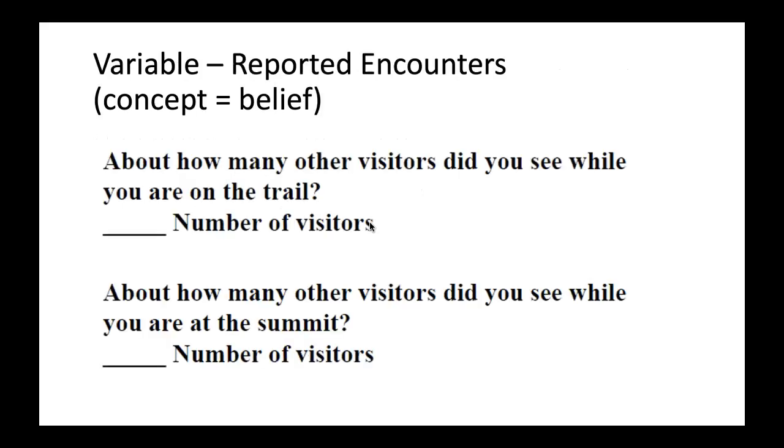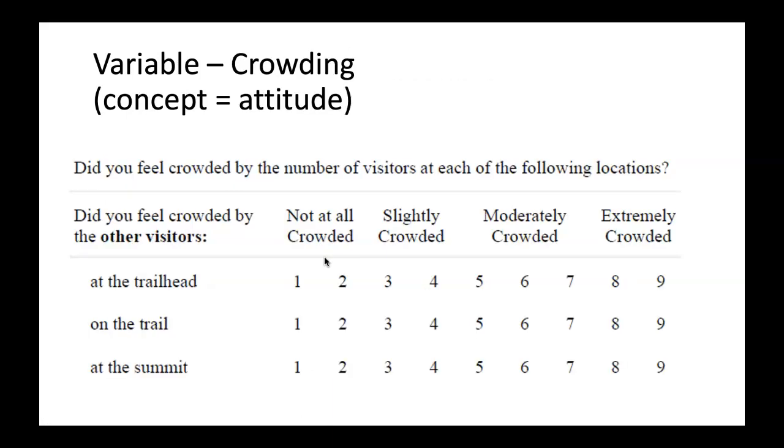Just a couple of examples of how reported encounters are measured, right? So they asked a survey question about how many other visitors did you see while you were on the trail, and they just wrote the number of visitors. Or, about how many other visitors did you see while you were at the summit? And these are different questions about the summit and the trail to get an idea of crowding in these two different places, the summit and the trail of a mountain. This is just an example of one of the studies.